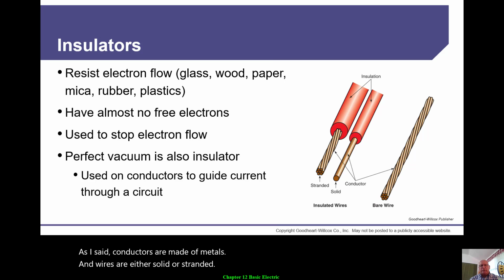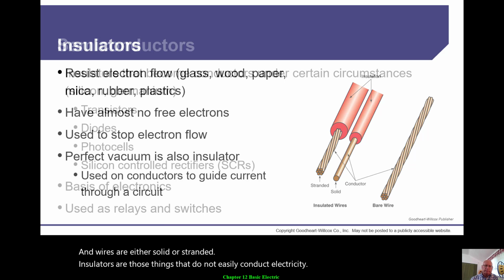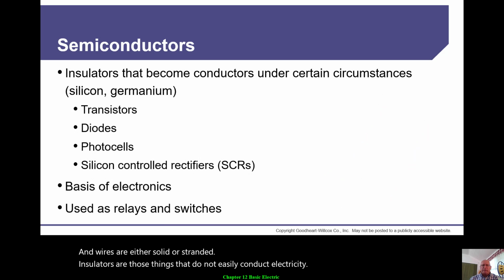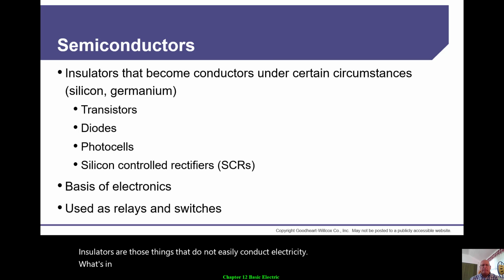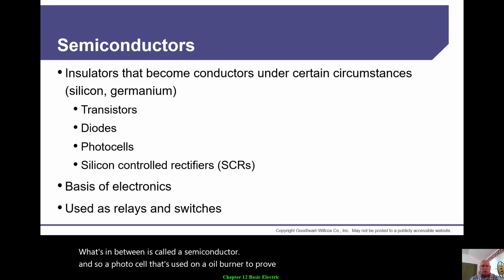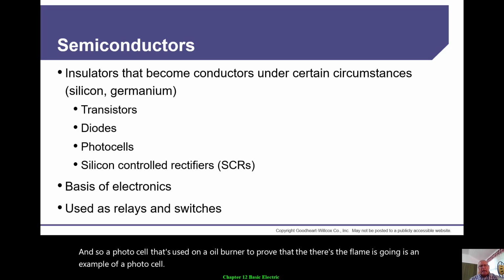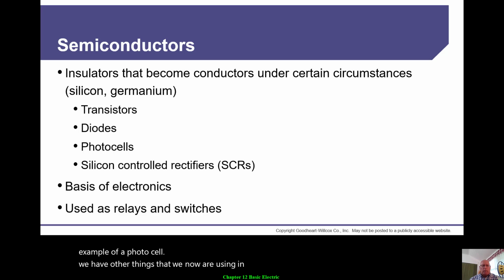Insulators are those things that do not easily conduct electricity. What's in between is called a semiconductor. And so a photocell that's used on an oil burner to prove that the flame is going is an example of a photocell. We have other things that we now are using in our business.